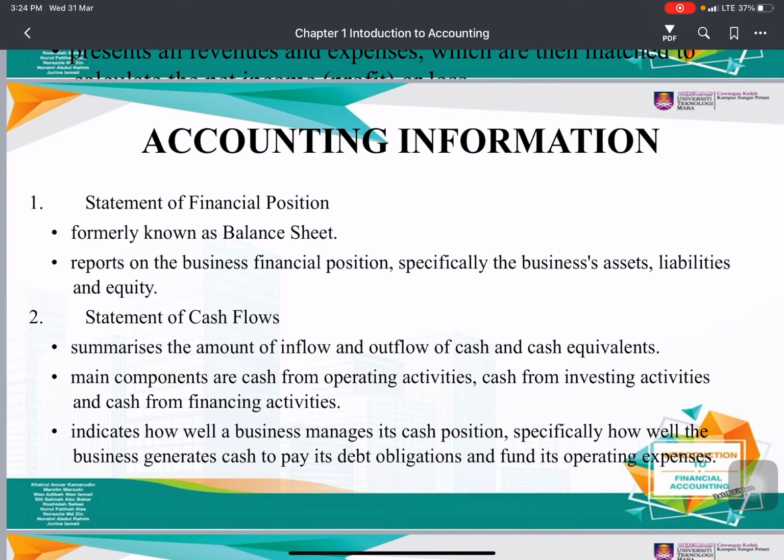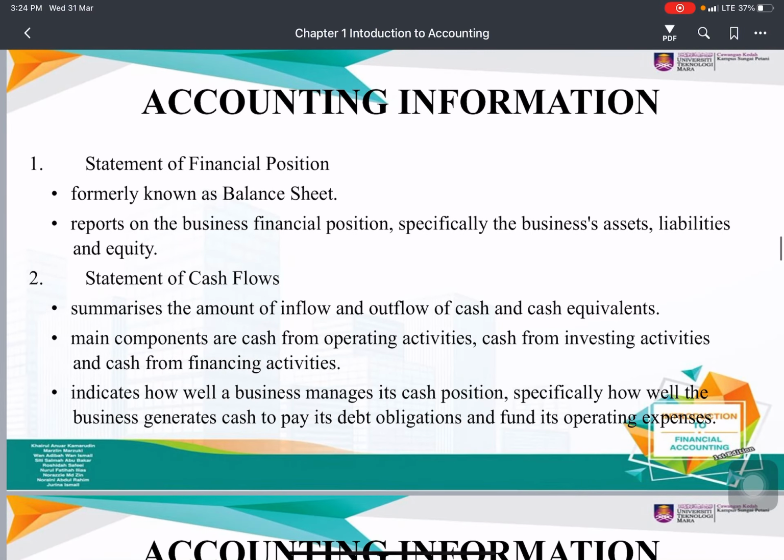The name in Bahasa is kunci kira-kira, to show the assets and the liabilities, the position of the company. All right, assets, liabilities, and equity. All right, the next one will be the statement of cash flow.